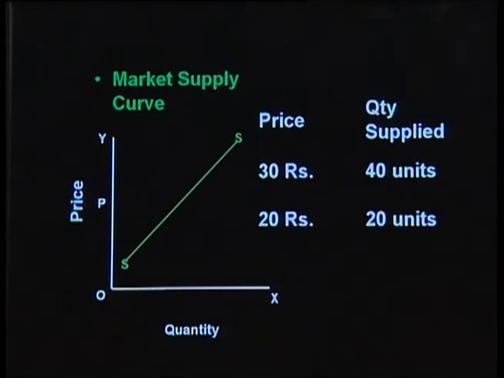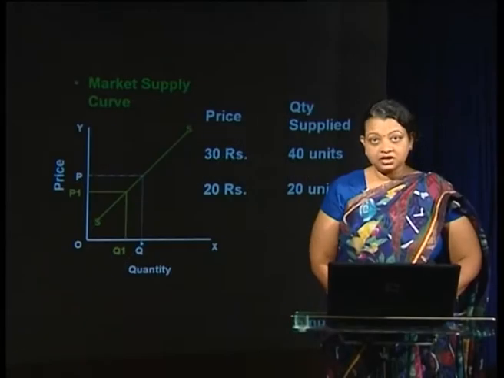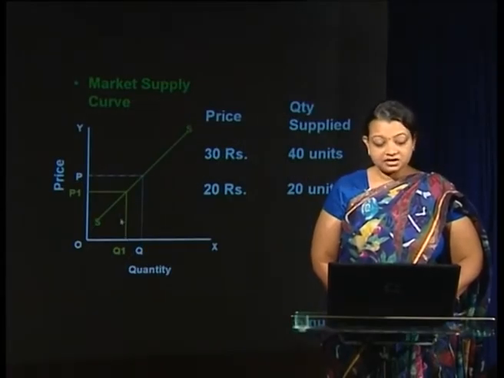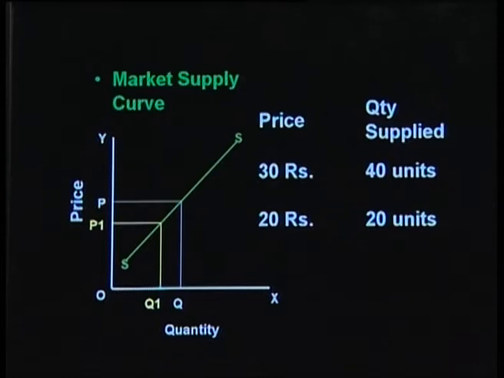As you can see in the diagram, SS is the supply curve, which is positively sloped. When the price is OP in the market, the supplier wants to supply OQ quantity, but when price reduces from OP to OP1, the quantity supplied by the supplier reduces from OQ to OQ1. This decrement in the quantity QQ1 is the result of decrement in the price PP1.